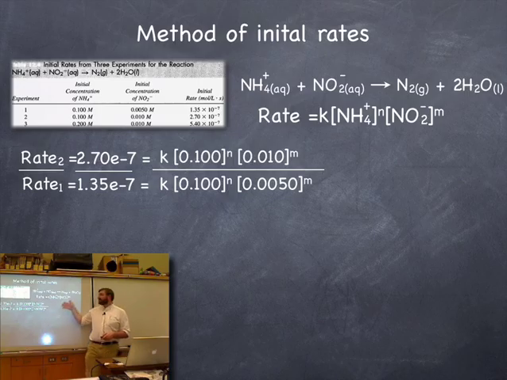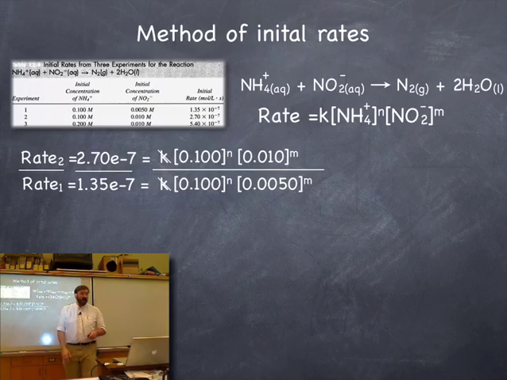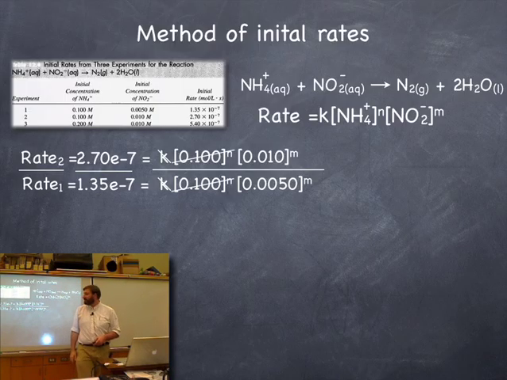And I built this ratio specifically so that things would cancel out. I know that the K values should be the exact same. So K on the top cancels K on the bottom. I don't know what this value really is, but I know that the value will be the same on the top and the bottom. 0.1 raised to the n power is going to be the same as 0.1 raised to the n power. So that cancels out as well.